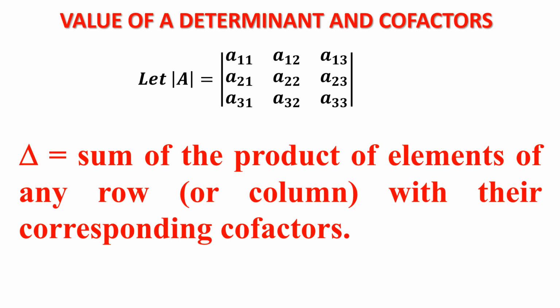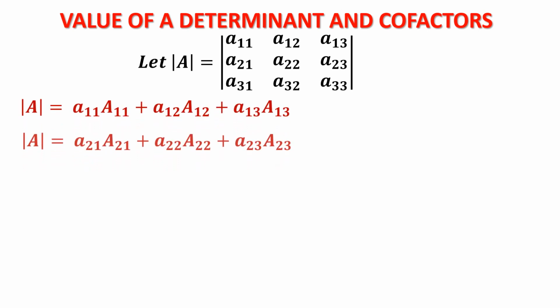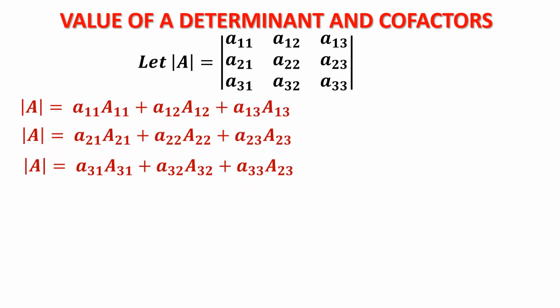Now I think you can recollect how we expanded a determinant through the first row, second row, third row, or first column, second column, third column. Actually, you got the idea now. I'm taking one example: A11 multiplied with its cofactor, A12 multiplied with its cofactor, plus A13 multiplied with its cofactor.